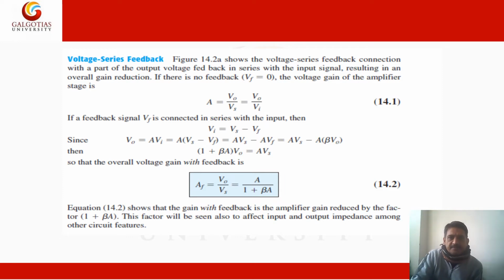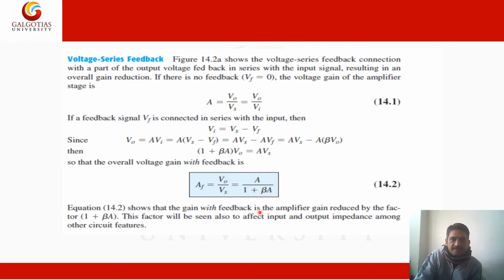The voltage series feedback connection has a part of the output voltage fed back in series with the input signal, resulting in an overall gain reduction. If there is no feedback, if feedback is zero, the gain of the amplifier stage is V naught upon Vs, that is V naught upon Vi. If feedback is connected in series with the input, then Vi is the difference between the input and the feedback voltage. So substituting the values, we can get the overall gain with feedback V naught upon Vs. This is nothing but A upon 1 plus A into beta.